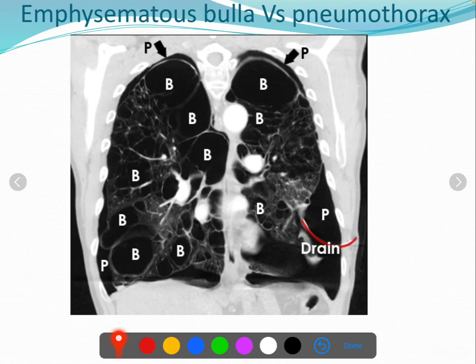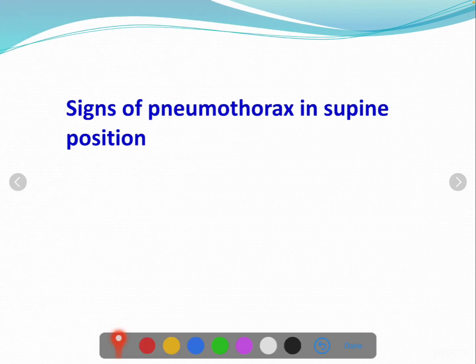So again, we can see this is the pneumothorax part in the apical portion, and this small part is also pneumothorax on the left side. But all these other lucent parts are because of emphysematous bulla. So what are the signs of pneumothorax in supine position?